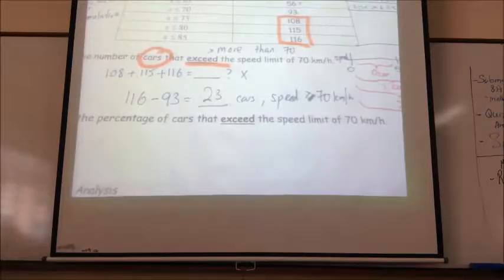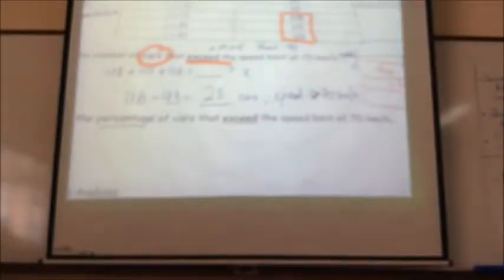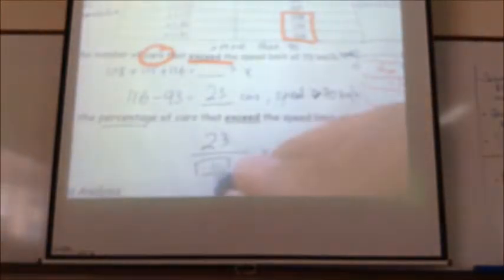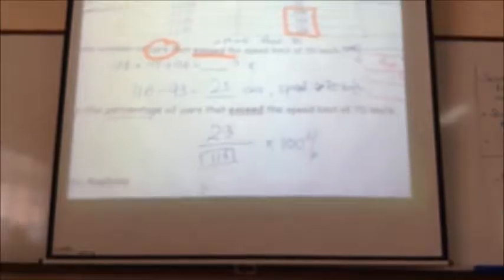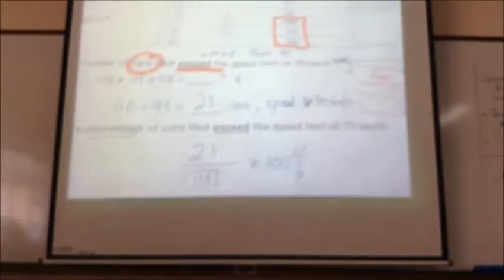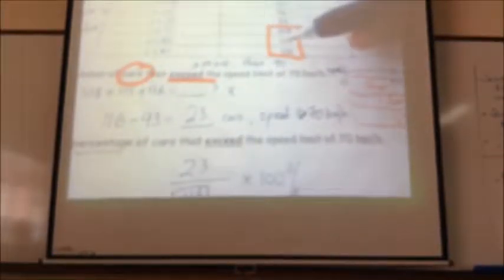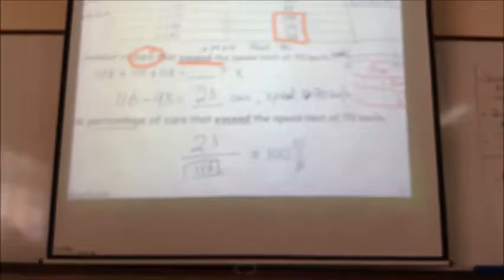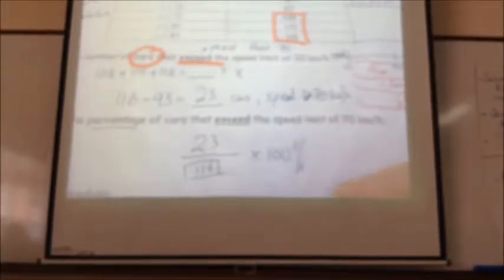Now, next question. I want percentages. 23 over what number times 100%? Is this correct? 116. Is it 116 or is it everything must add together? 116. They don't have so many cars. So it's just 116.